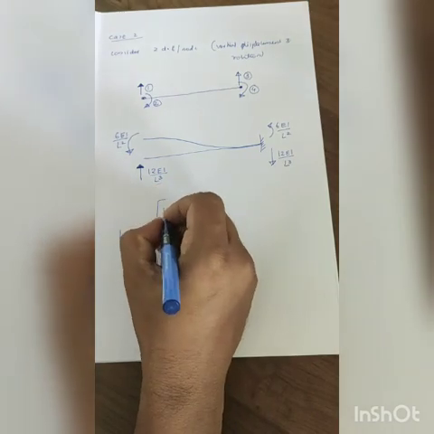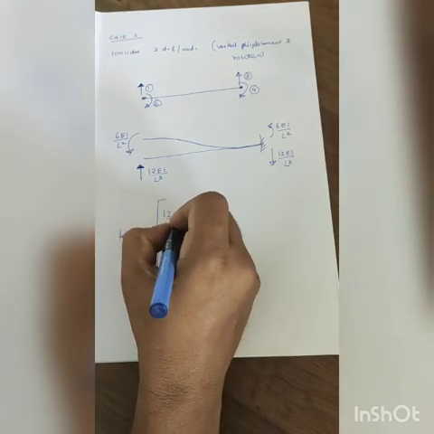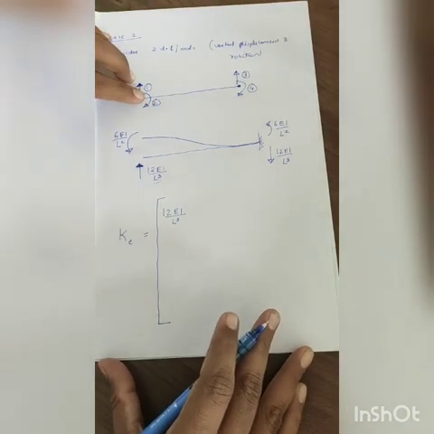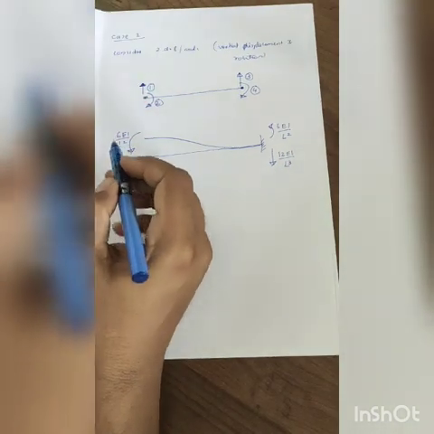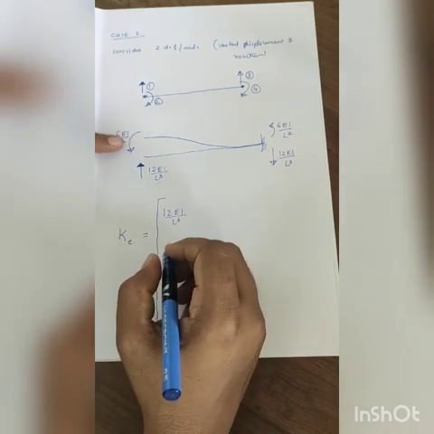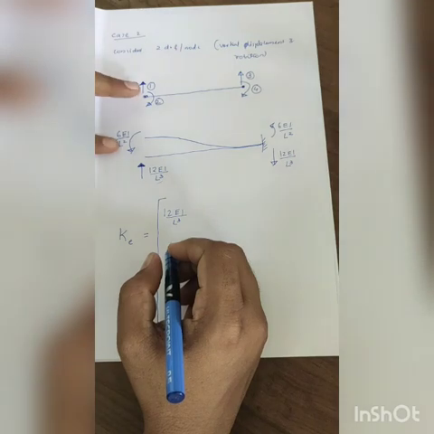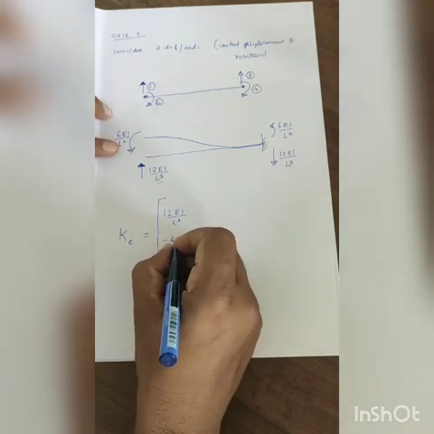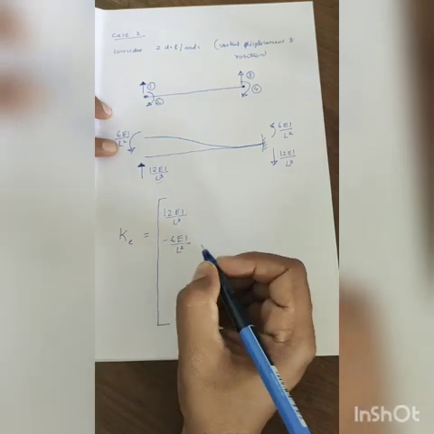So I can write it as 12 EI by L cube. What is the second thing? The second thing is the rotation happening. The rotation happening is anti-clockwise, so it will be negative. And the rotation at the second ordinate due to unit displacement at first ordinate is 6 EI by L square in the anti-clockwise direction. So it is minus 6 EI by L square.